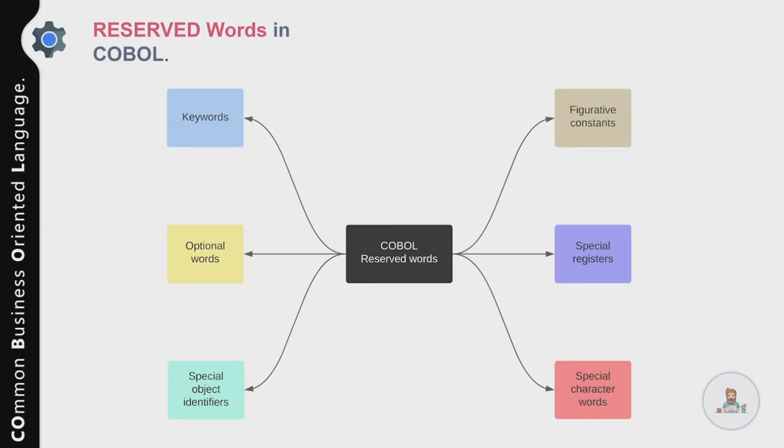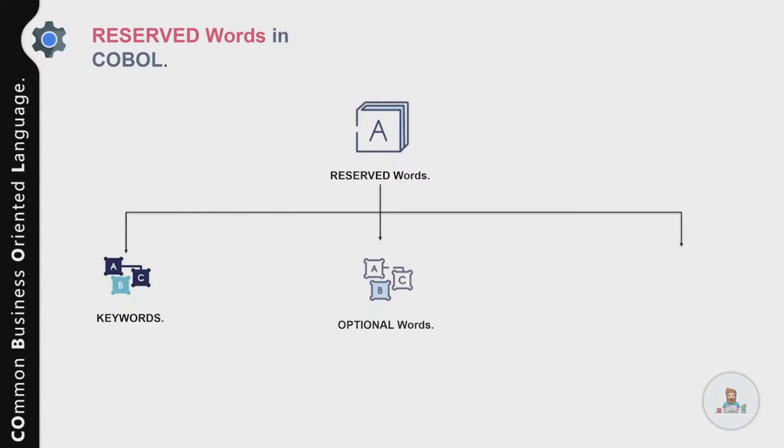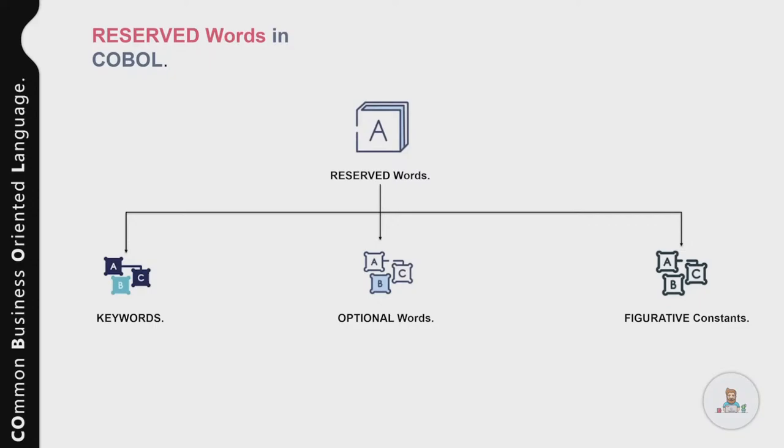But we will be focusing on the first three important reserved words. So first one is keywords. Second one is optional words. Third one is figurative constants. Now let's talk about keywords.